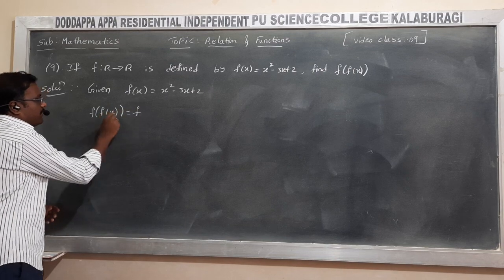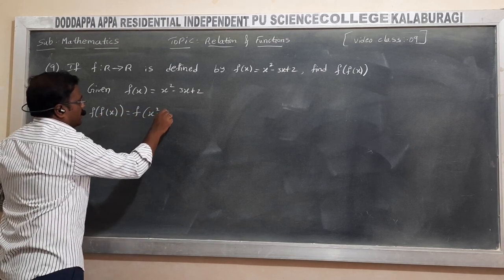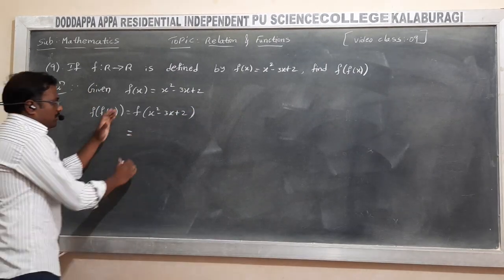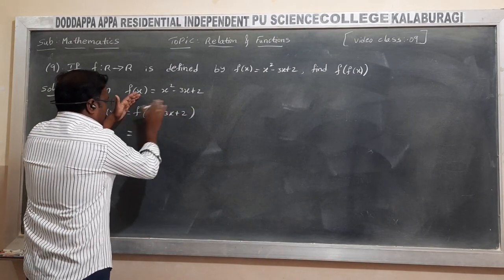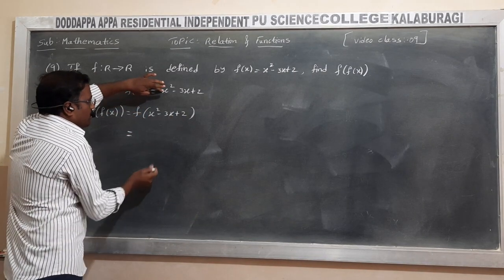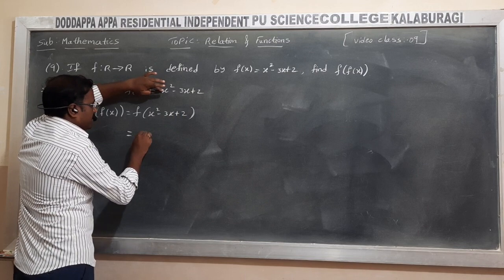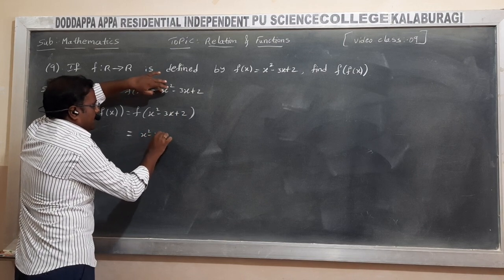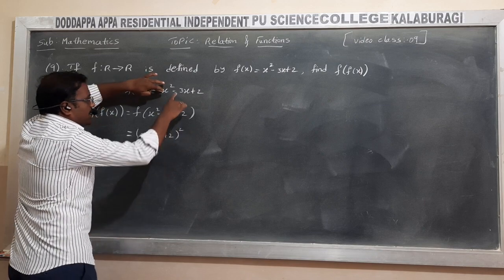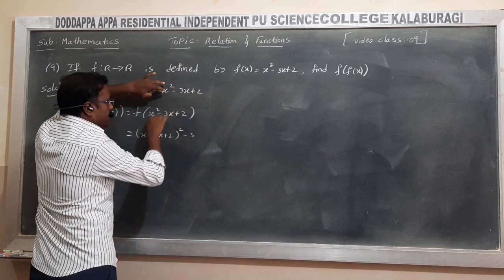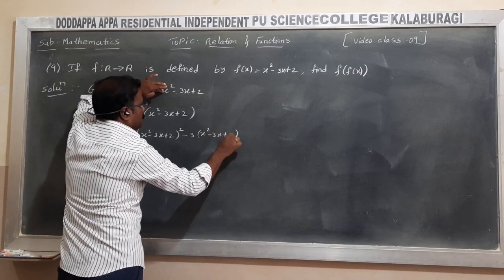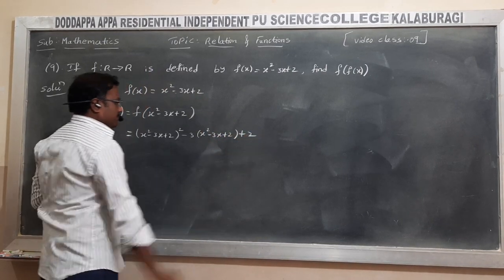So what about the f of x value? x square minus 3x plus 2. Okay. Now this whole term is again the f of x value. In place of x you can substitute all these values. First, (x square minus 3x plus 2) square as it is, minus 3 times x, which means (x square minus 3x plus 2), plus 2.